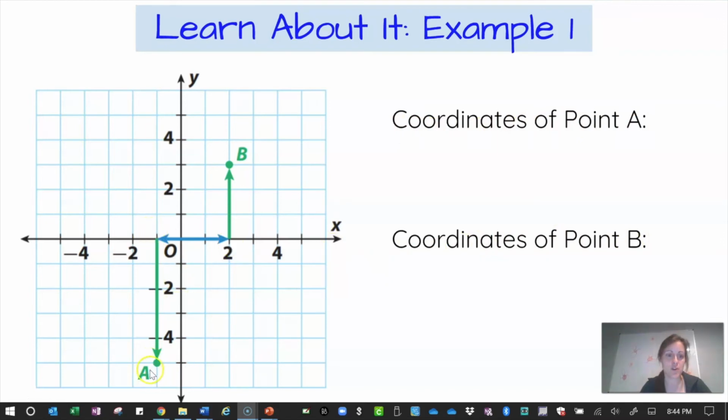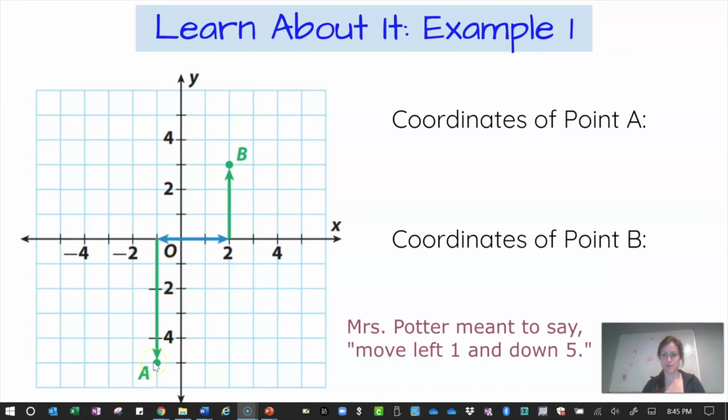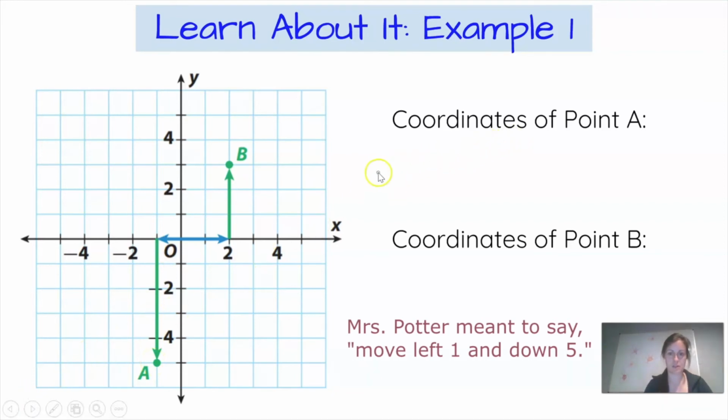So first, I'm going to take a look at point A, and I notice that that's located in quadrant 3. Remember, our quadrants are quadrant 1, quadrant 2, quadrant 3, and quadrant 4. So I need directions to get from the origin to point A. I'm going to start at the origin, and I'm going to move left 1 unit, and I'm going to move down 5 units. So I'm going to write an ordered pair that says -1, -5.